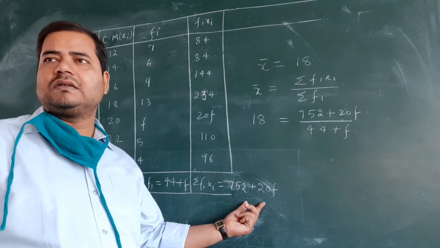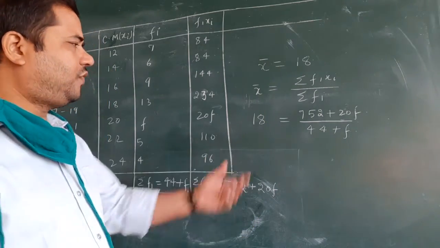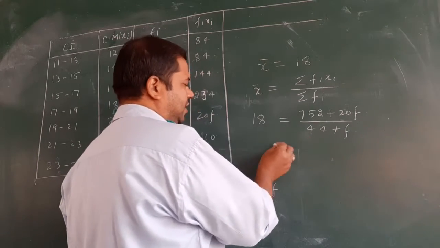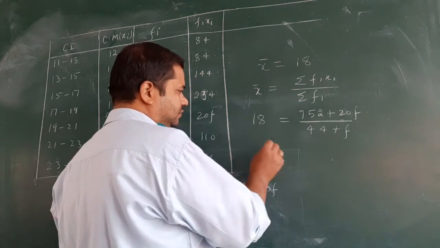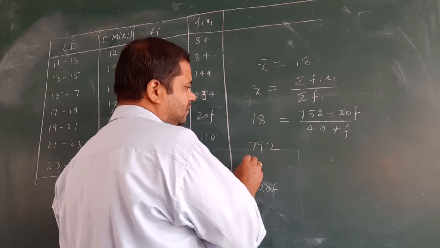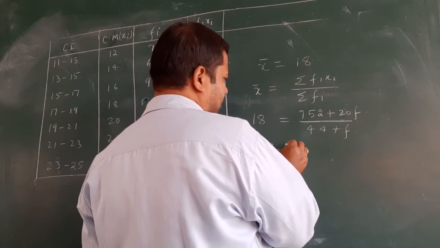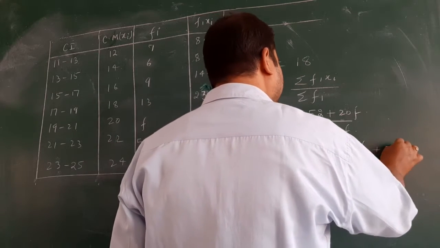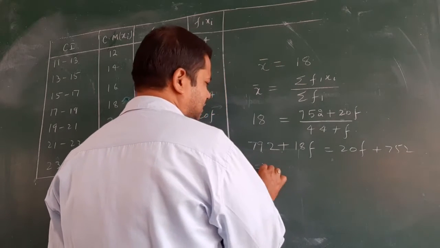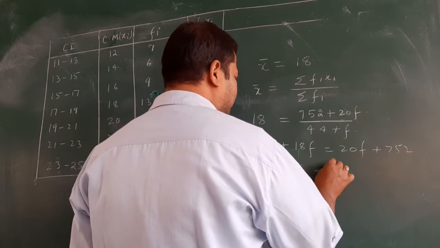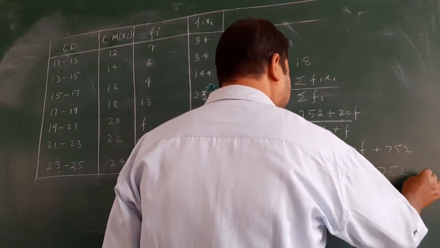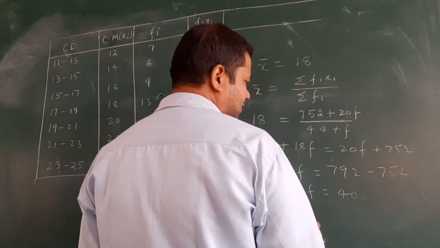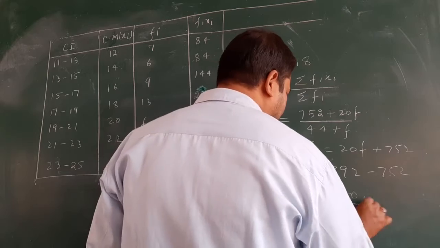Addition is correct? Okay? So you calculate it and you will get the value of F. So 18 into 72, 79, and this is plus 18F. This is 20F plus 752, and 20 and 18, 2F is equal to 792 minus 752. So 2F is equal to how much? 40. And then F is equal to 20. Match the answer.